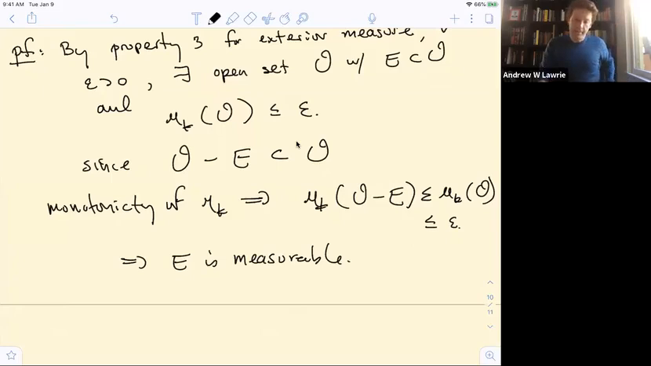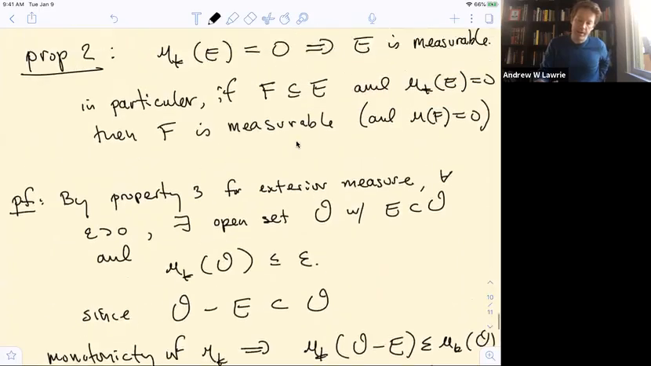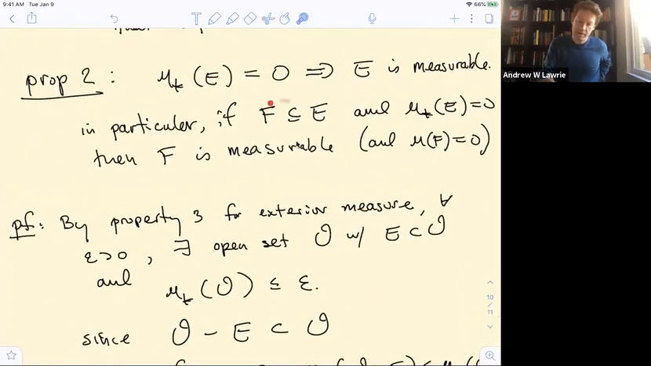Okay, and this observation about subsets of sets of measure 0 being measurable inherits the same argument; it works for this second part of the statement here. Does this make sense? So sets of exterior measure 0 are measurable and they have measure 0. And any subset of a set of measure 0 has measure 0.